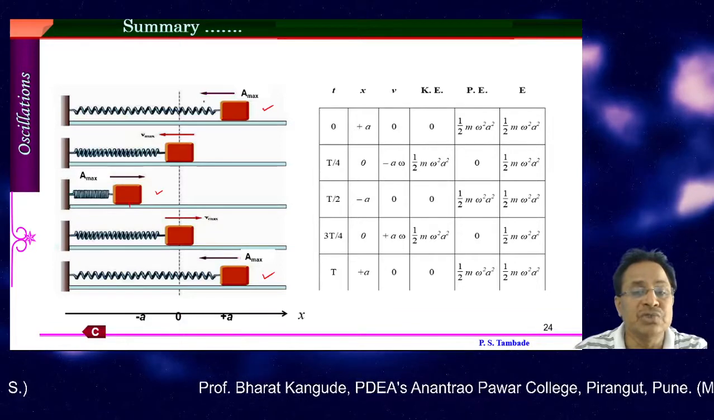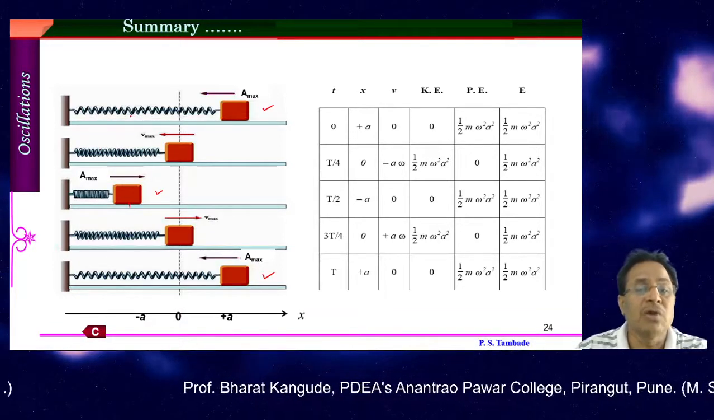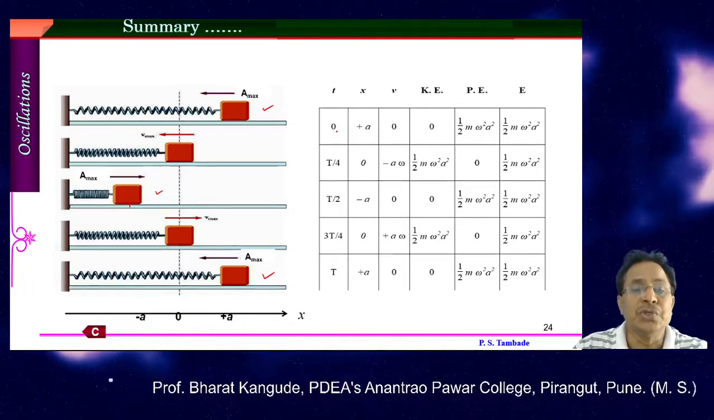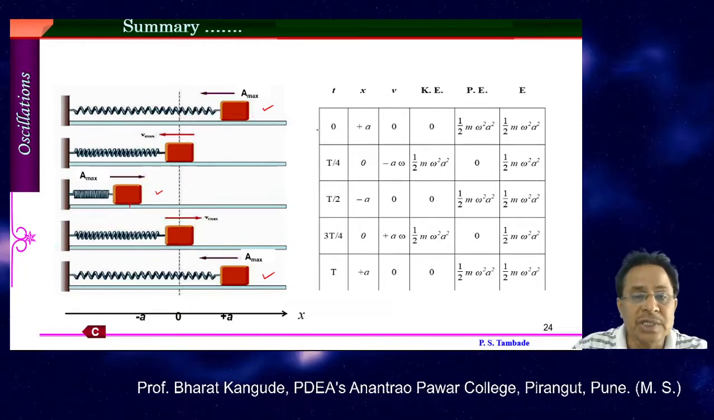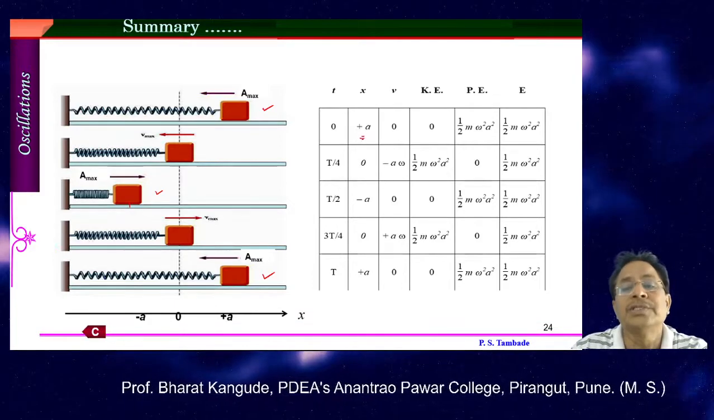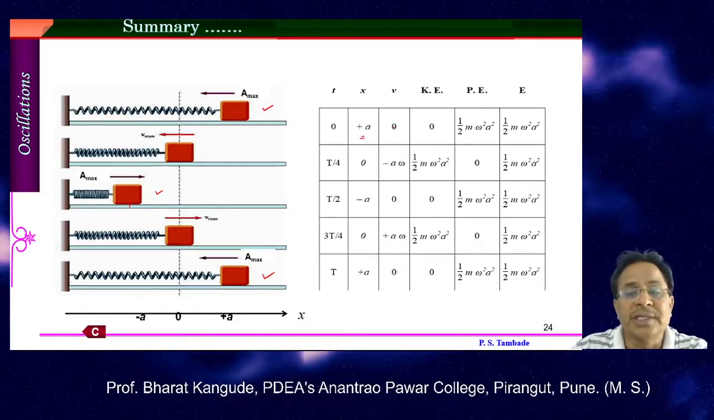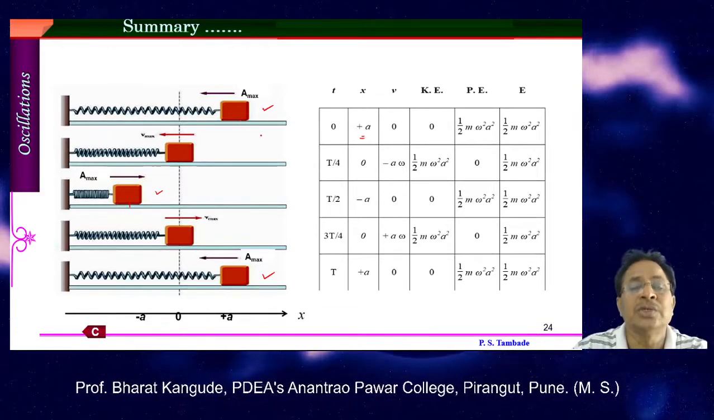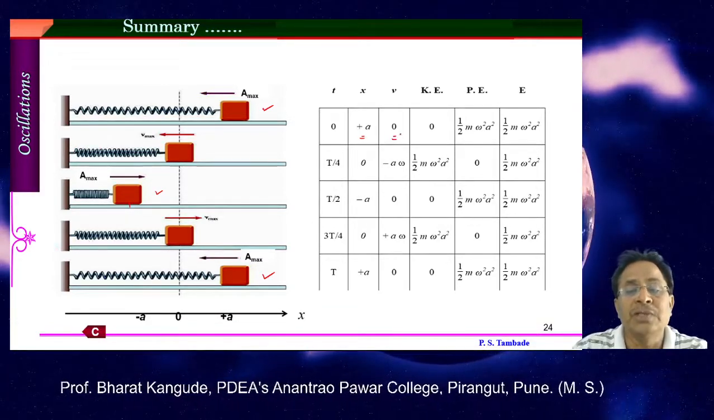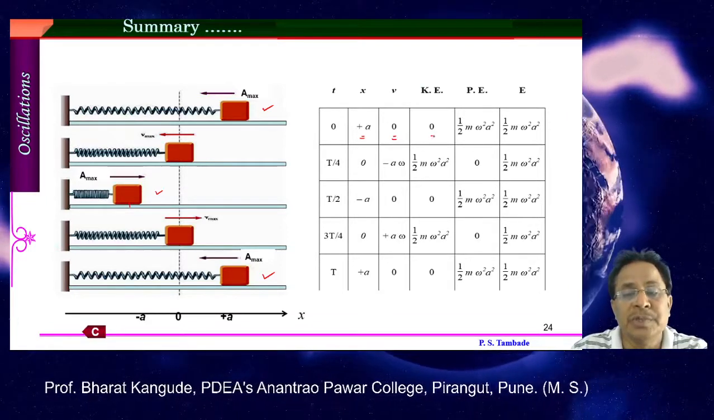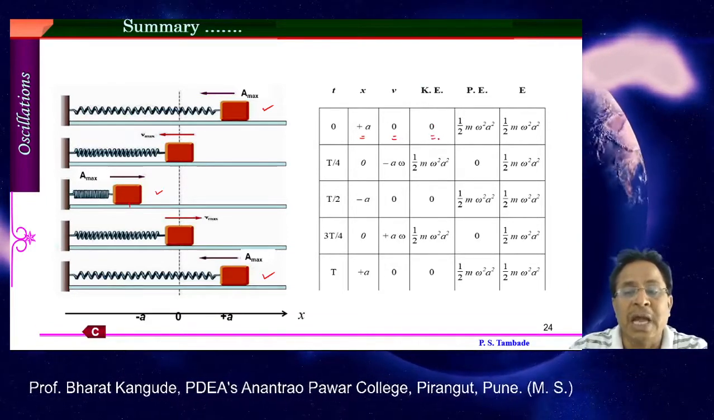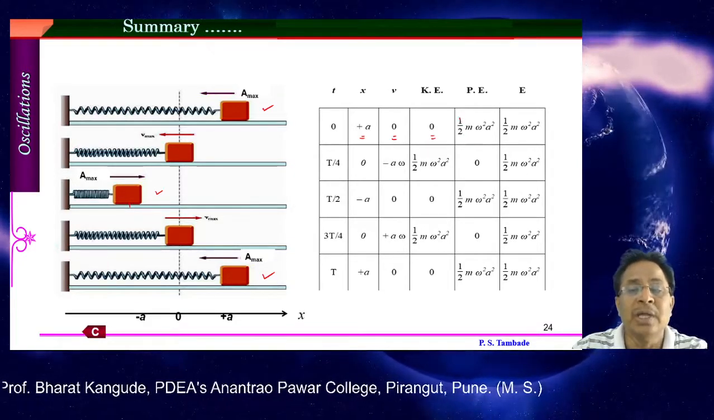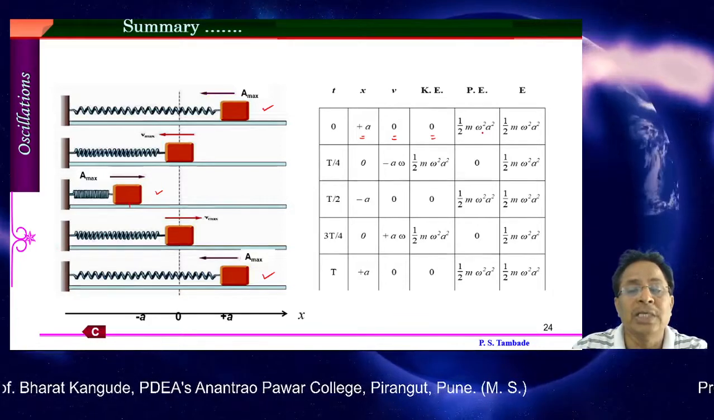And if this is the situation, these are the oscillations being carried out by the spring mass system. Now let's go to this table. At t equal to 0, when this oscillator is at plus A, its velocity is 0, as it has completely stopped at this extreme position. If velocity is 0, then its kinetic energy must be 0, and its potential energy must be maximum, given by 1/2 m omega square into A square.